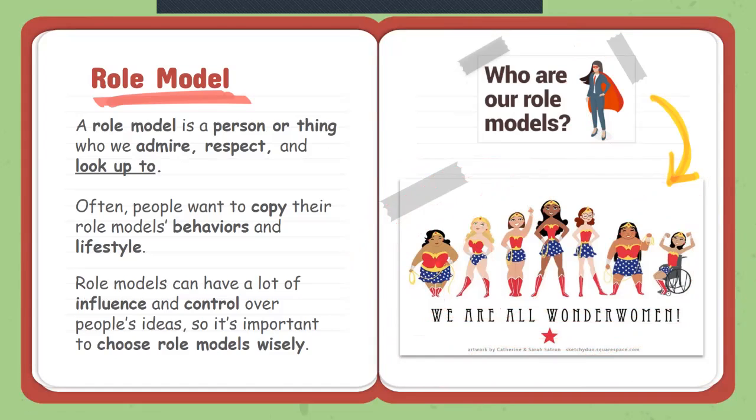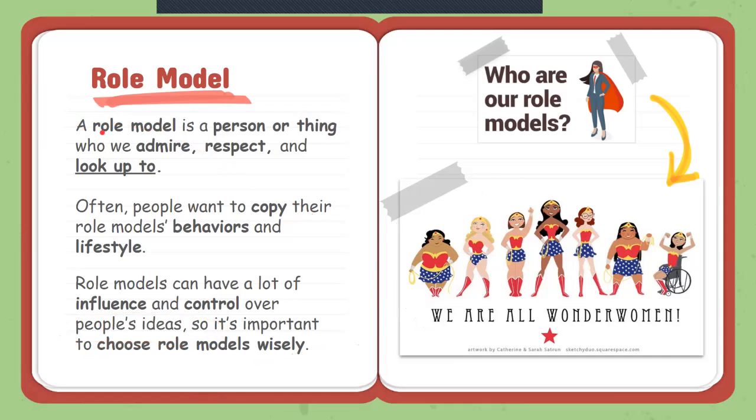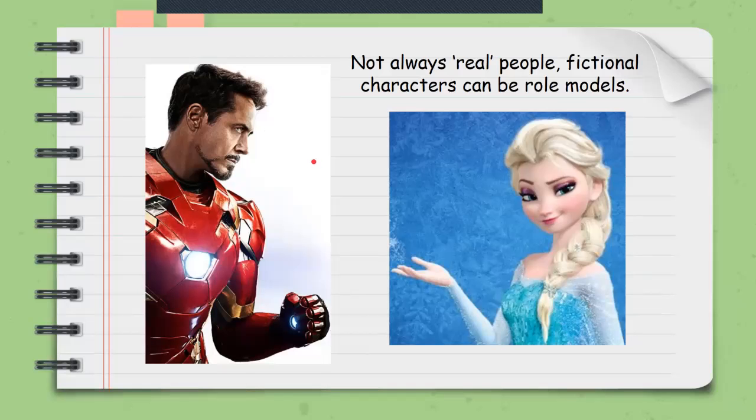And again, there can be good and bad role models, and role models can have a lot of influence and control over what people think, people's ideas. So it's important to choose role models wisely. So I mentioned that role models can be a person or thing. Well, that's because role models are not always real people. Fictional characters can also be role models, right?